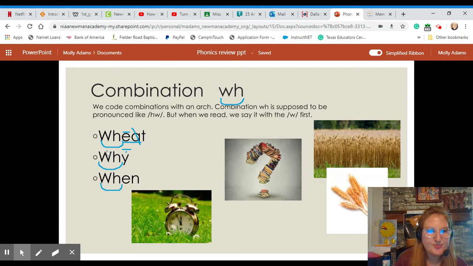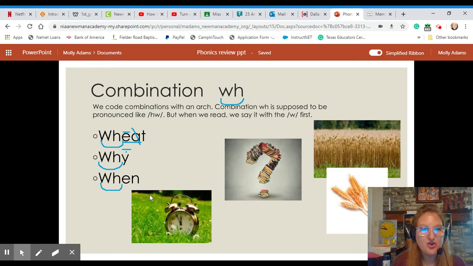So why? Okay, so our next word with our combination WH is when. When. Now we're going to arc. Remember, put your arc under your combination WH. And I put a picture over here of a clock in the grass to help us know that when means when somebody asks you when something is, they want to know what time.